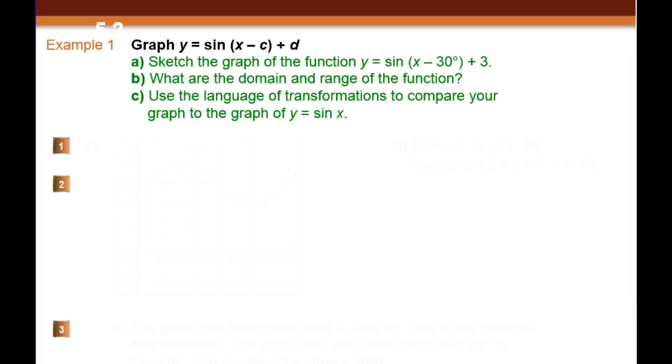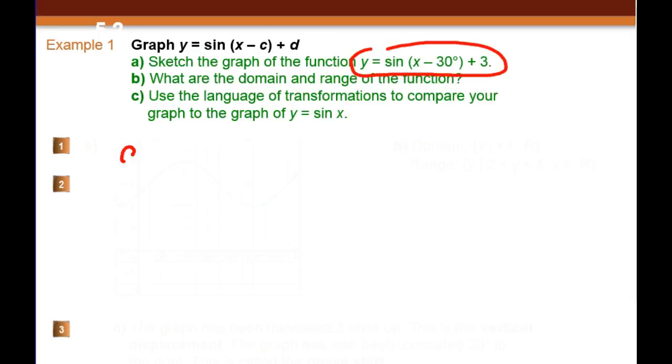Okay, so example 1 on page 240 says sketch the graph of the function y equals sine, and then we have in brackets x minus 30 degrees, plus 3. Since we're in degrees, our baseline is going to be in degrees and not radians or pi's. So first let's look at this equation and figure out what we know from it.